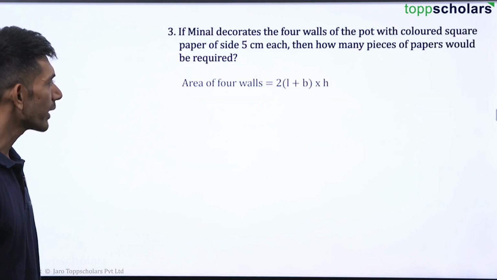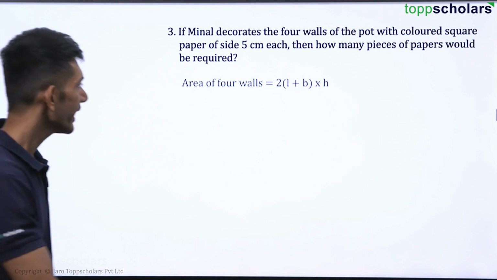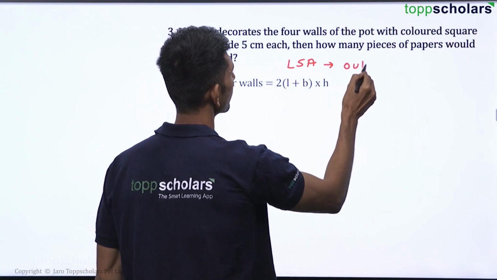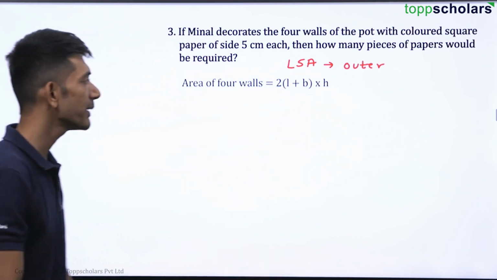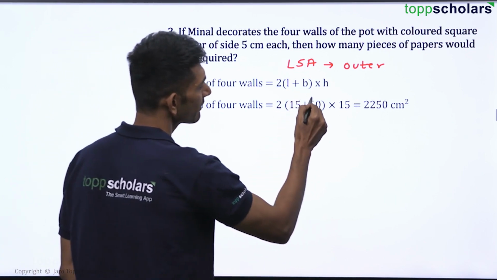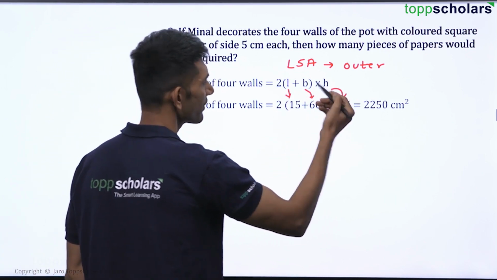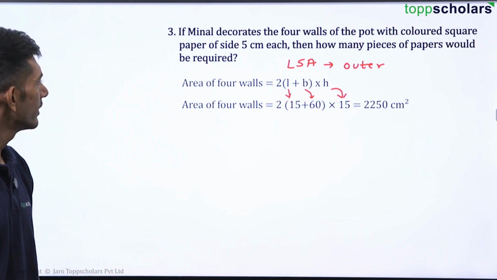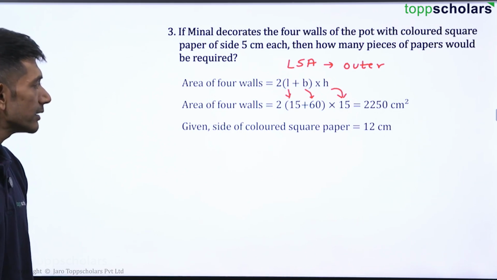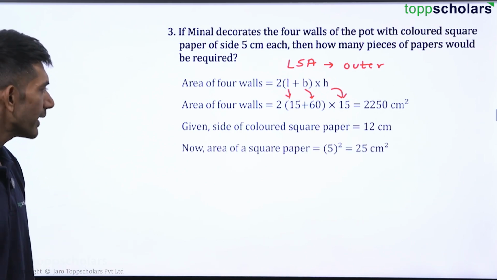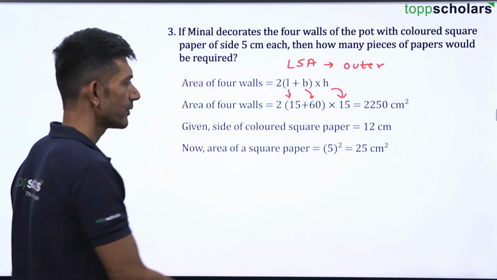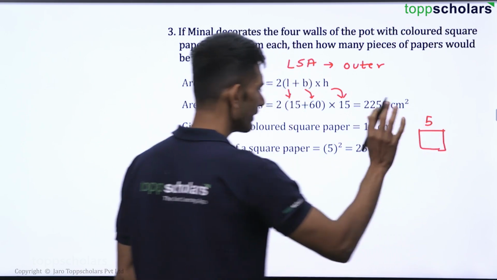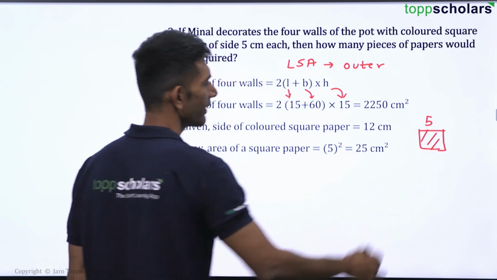Next is, if she decorates, area of the 4 walls. Area of the 4 walls is nothing but lateral surface area. That is the outer surface area. That is 2 times L plus B into H. Please make a note, B is 60, L is 15, H is 15, that is 2250 centimeters square after substituting the values. So side of the colored square paper is 5 centimeter. So the area of the paper will be 25.